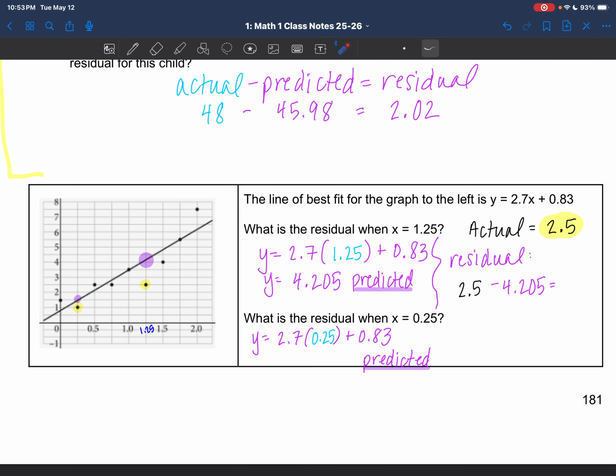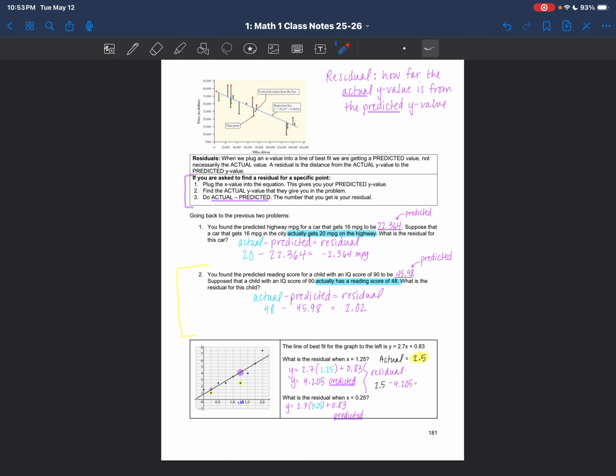Okay, go ahead, and I want you to finish this one. It says, what's the residual when X equals 0.25? So again, substitute into here, and that's going to be your predicted value. Now you look at when it's actually 0.25, and you see that it's at 1. So you would go this number minus 1 equals your residual. So go ahead, finish that one.